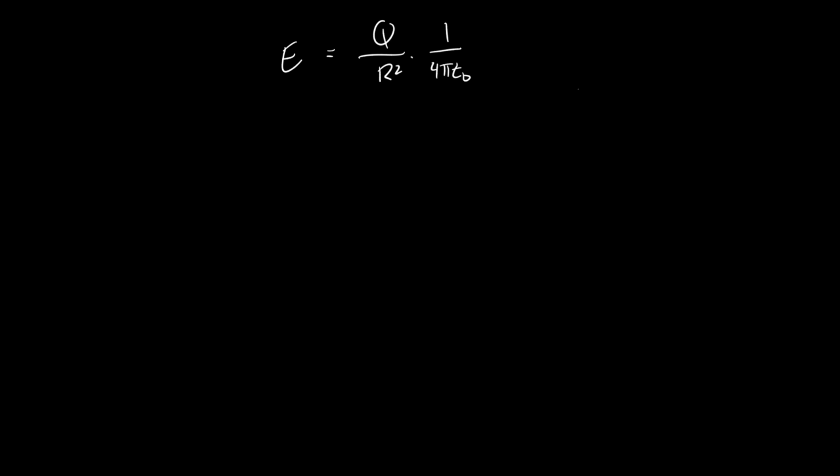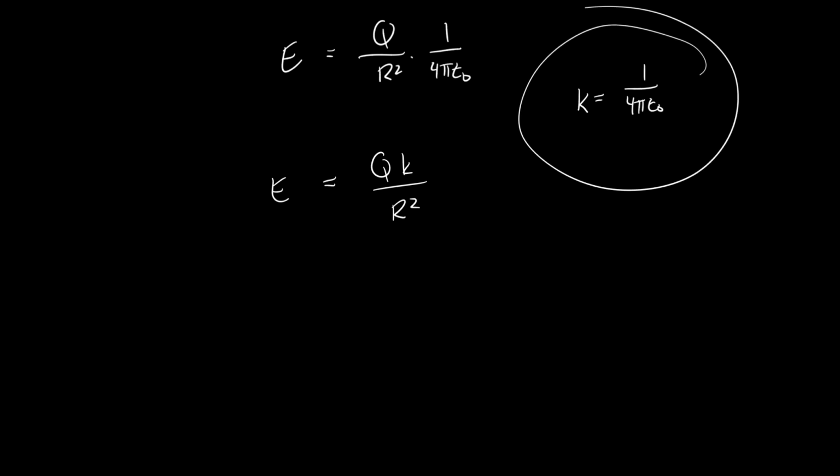And just so you know, if you replace 1 over 4 pi epsilon naught with K, do you see what you get? Okay, so Gauss's law supersedes Coulomb's law. It predicts Coulomb's law for a point charge and every other charge configuration. This is what Coulomb's constant actually is.